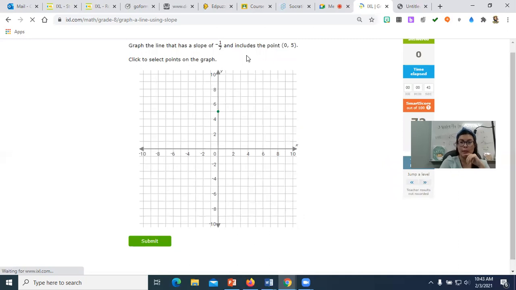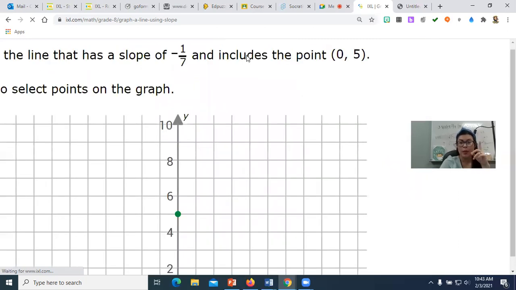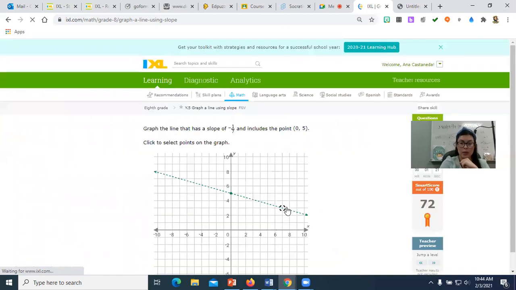Now the slope is negative. Because it's negative, which way do you go? Up or down? Negative means you go down. How many do you go down? That's the top number. Go down 1. Now because it's negative, do you go to the left or do you go to the right? You always go to the right. Even if it's negative, you're going to go to the right. How many do you go to the right? 7, because that's your bottom number. So here we are. We went down 1 over 7.